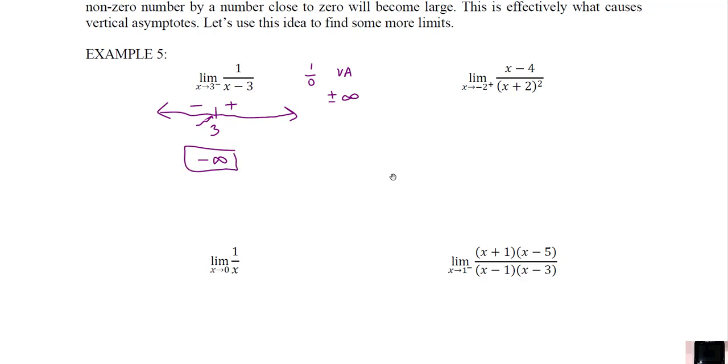For this example, again, you stick in negative 2. Numerator is negative 6. Denominator is 0. This is a vertical asymptote case. This is either plus or minus infinity.